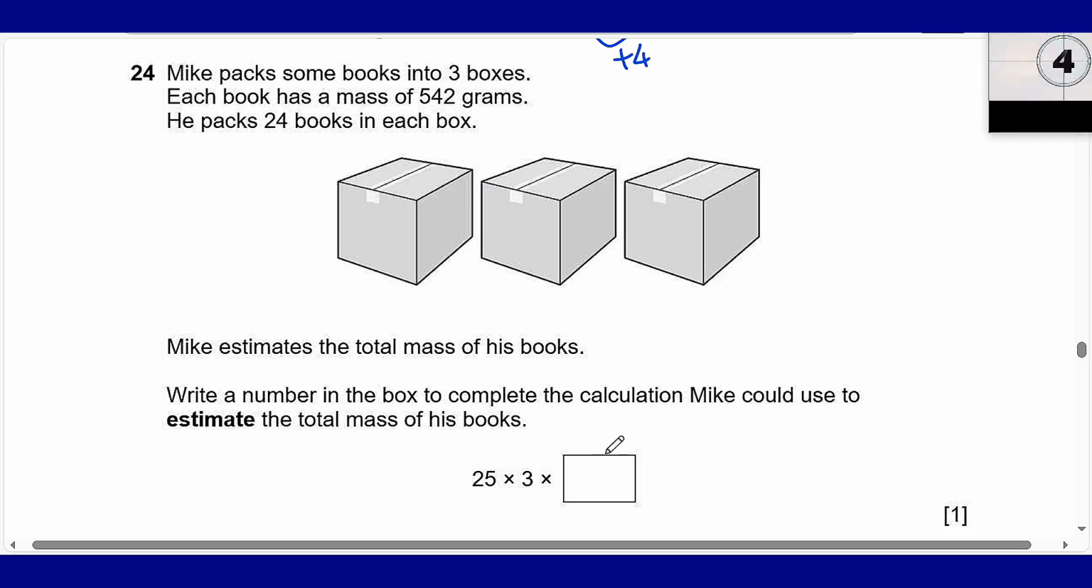Okay, timer is on, so let's see the answer after this. If you need some more time, you may pause this video. So 24 is rounded off to 25, 3 is 3, and 542 we can round off to 500 because it's less than 550. Okay, it's clear. Let's move on to the next number.